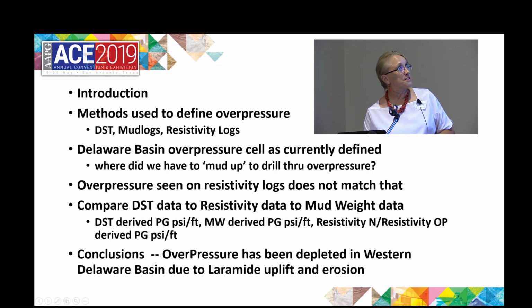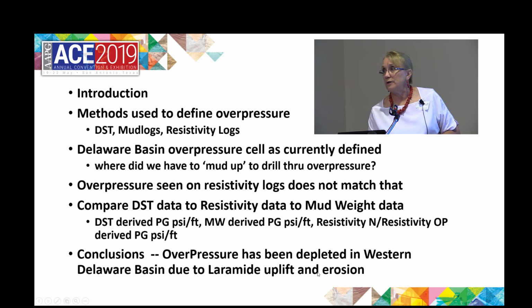So when I compare drill stem test data to resistivity data to the mud weight data, and use derived pressure gradient in PSI per foot from drill stem tests, and mud weight derived pressure gradient, and then compare that to the resistivity derived pressure gradient, and compare a normal resistivity trend to an overpressured resistivity trend, you are able to see that the overpressure cell did exist throughout the entire Delaware Basin, but has been depleted in the western Delaware Basin due to Laramide uplift and erosion.